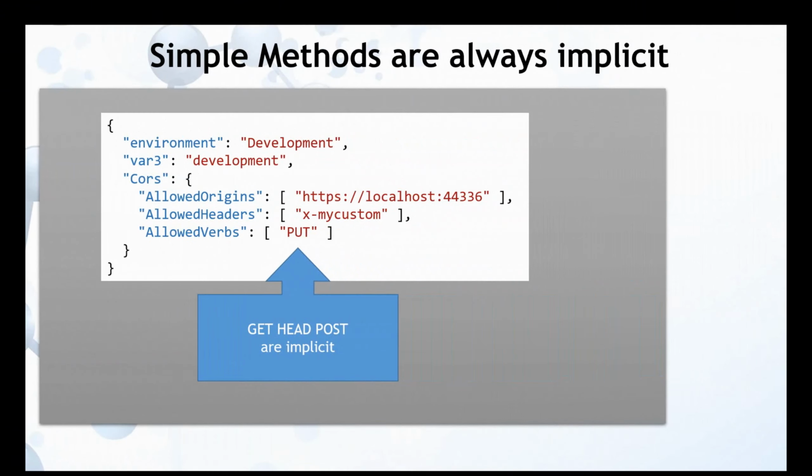That happens because GET, HEAD, and POST are considered by CORS as simple methods, and they are implicitly present in the access control allow method. You don't need to include them. This is different for PUT, DELETE, and PATCH. They must be present in the access control allow method to allow the operation to be completed.